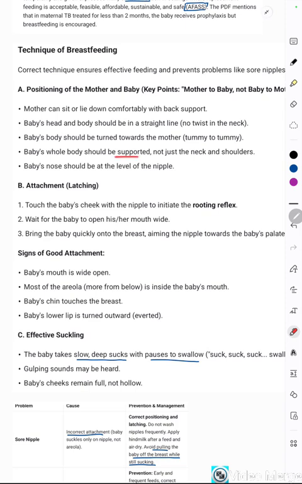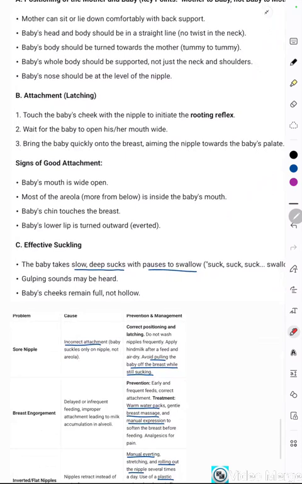Baby's whole body should be supported and not just the naked shoulders. Baby's nose should be at the level of nipples. Now this helps in good attachment. So what do we mean by good attachment? Good attachment means when the baby's mouth is wide open, when most of the areola is inside the baby's mouth, baby's chin touches the breast and the lower lip is everted.